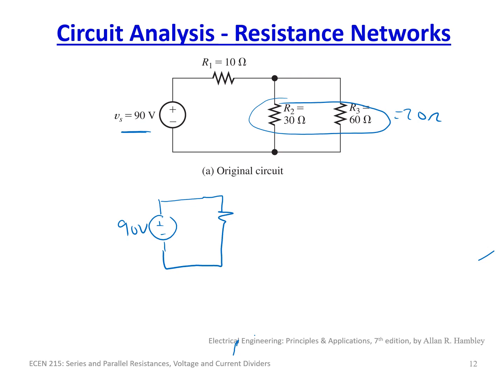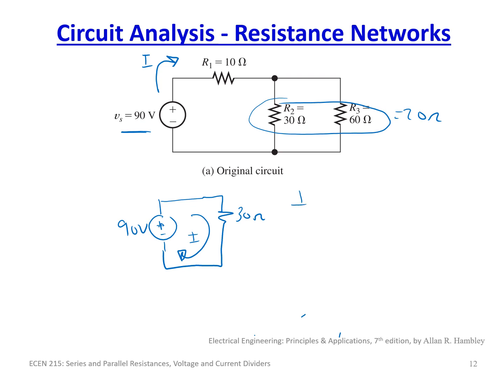90 volts with, what is this, 10 and 20? So this is 30 ohms. And what you're being asked for here is what is I? So what is I? What is the current?